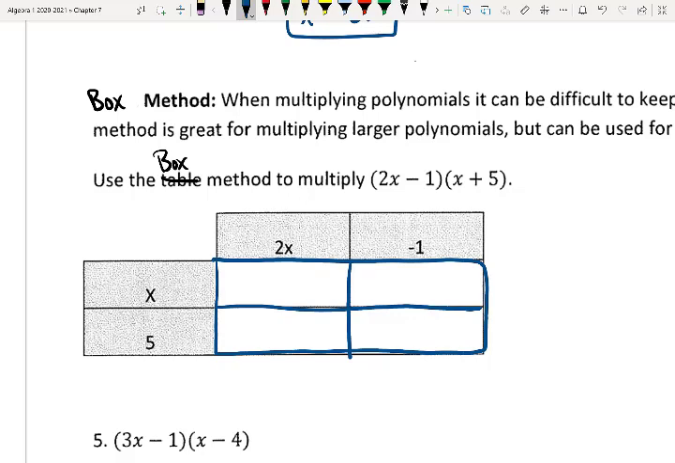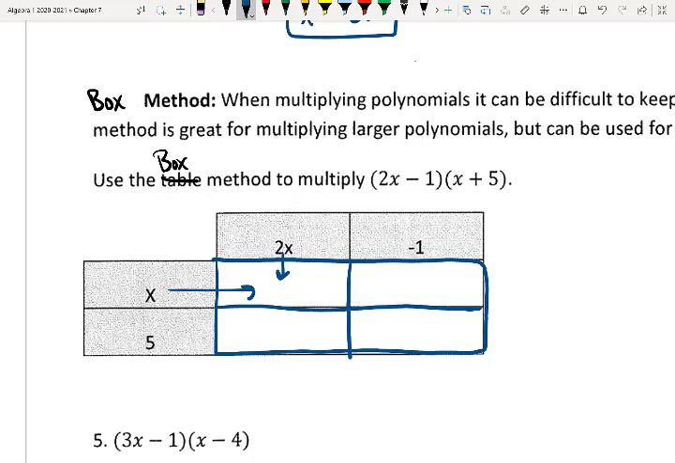So we can see 2x minus 1. My first column is 2x. My second column is negative 1. And then my two rows are my other term, x plus 5, x and 5. And the way this box multiplication works is in each of these four rectangles here, each of these four boxes, whatever two pieces intersect each other, I multiply together to get that box. So for this top left corner, I'm going to multiply x times 2x.